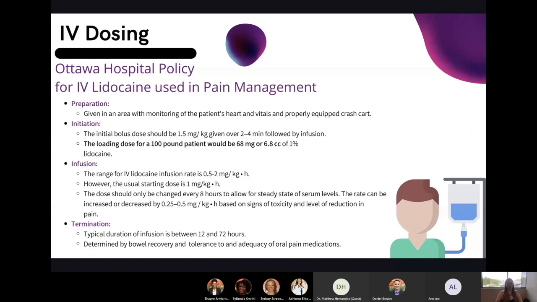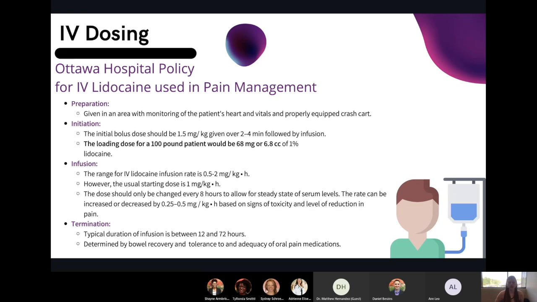This is an article published by the Ottawa Hospital in 2016 as their policy for IV lidocaine to treat post-operative pain. They broke it down into 4 steps: preparation, initiation, infusion, and termination. The first step, preparation, is used to make sure the environment in which IV lidocaine is administered is safe and has the proper equipment. IV lidocaine should be given in an area with monitoring of the patient's heart and vitals, including pulse oximetry, along with a properly equipped crash cart.